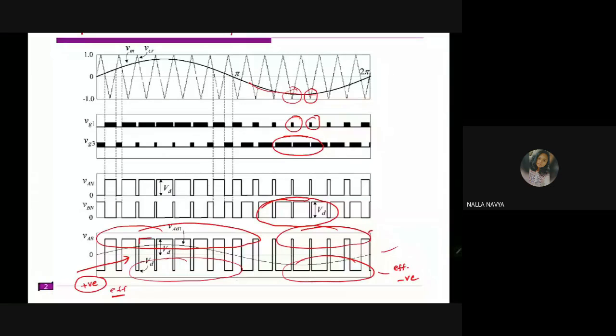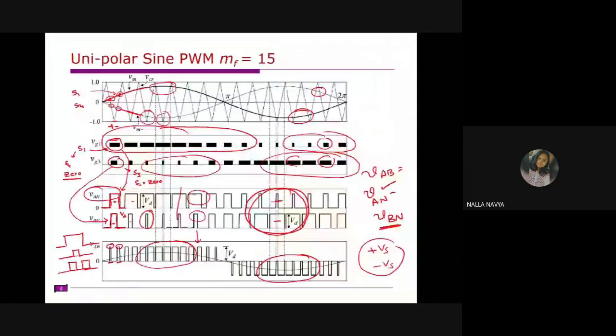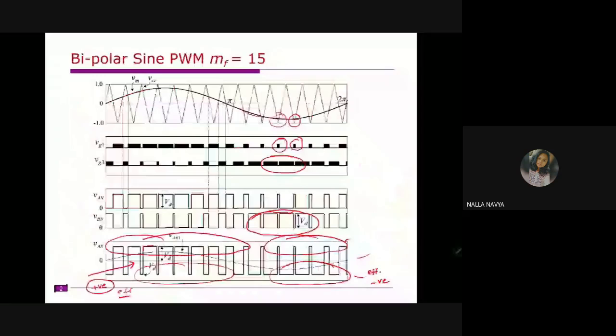Okay. The one thing I want to emphasize is that this waveform looks like an AC waveform. Normally in an AC waveform, in the positive half cycle you have positive, and in the negative half cycle you have negative. Here this waveform is nowhere close to an AC waveform, but if you carefully observe, the positive half cycle is dominated by bigger positive pulses, and the negative half cycle is dominated by bigger negative pulses. That's it.